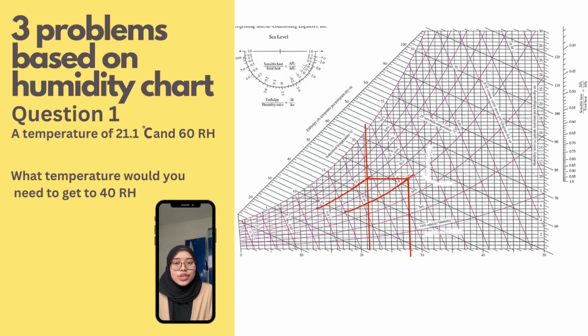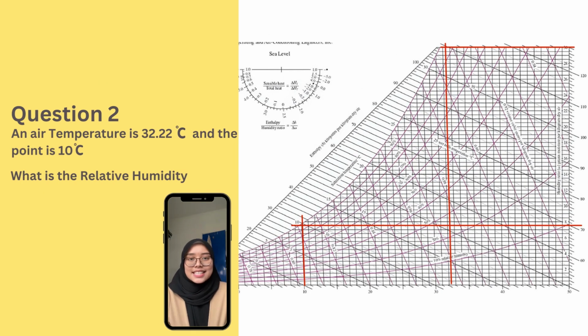Okay, question 1, given a temperature of 21.1 Celsius and 60 Fahrenheit. So, what temperature will you need to get to 14 Fahrenheit? First of all, make a line at temperature 21.1 Celsius and 60 Fahrenheit and then 40 Fahrenheit. So, align them together until we get the temperature of 28 Celsius. Next, an air temperature is 32.22 Celsius and the dew point is 10 Celsius. What is the relative humidity? So, make a line at 22.22 and 10 and we get Fahrenheit is 17.